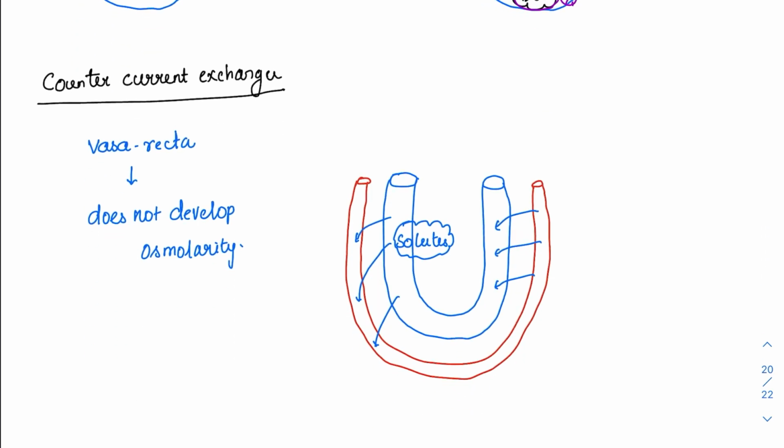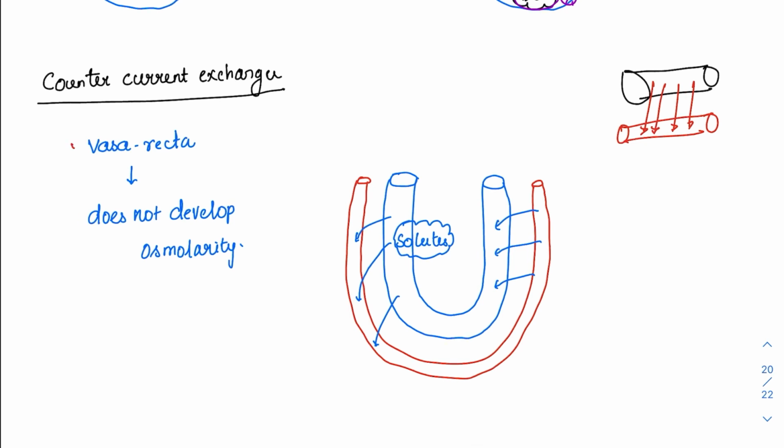This countercurrent mechanism, whichever is created, should have a blood supply also. Whenever a blood vessel is present, it should not wash away the solutes. Normally, if a membrane is hyperosmolar and it has a blood supply, this blood will start to suck in these hyperosmolar solutions and decrease the hyperosmolarity of the membrane. We don't want this to happen.